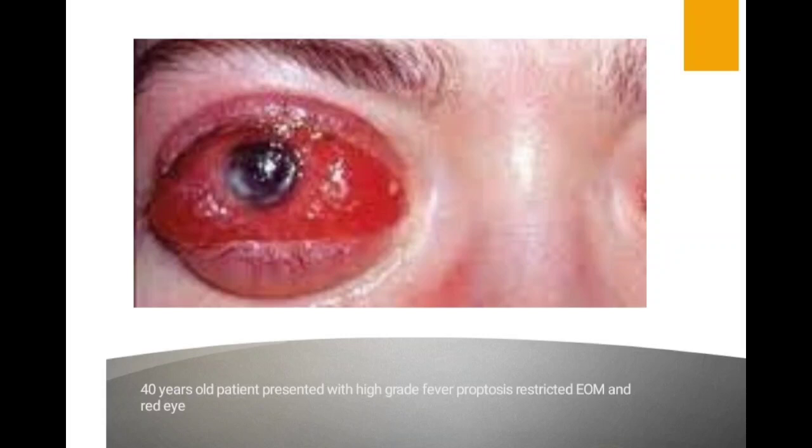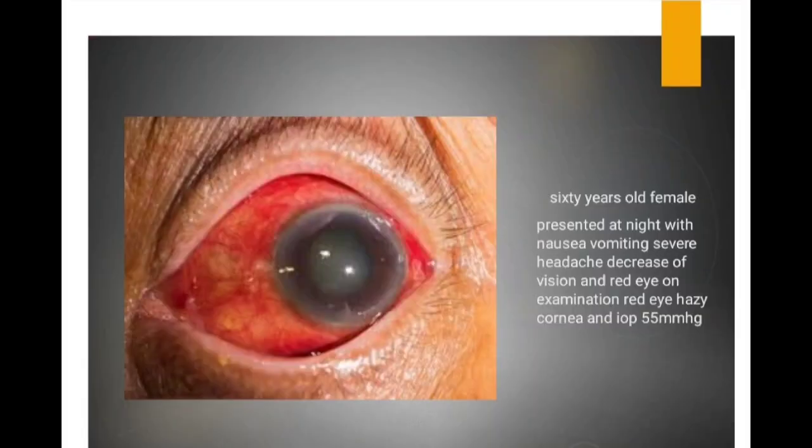And this patient had proptosis, red eye, limited movements, and high-grade fever. So it's a case of orbital cellulitis. It's also one of the serious differentials of the red eye, and you have to admit the patient and put them on triple therapy, gram-positive, gram-negative and anaerobic cover, to treat it.